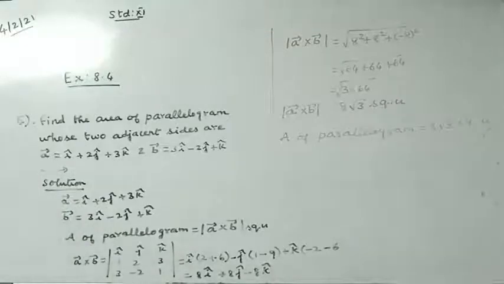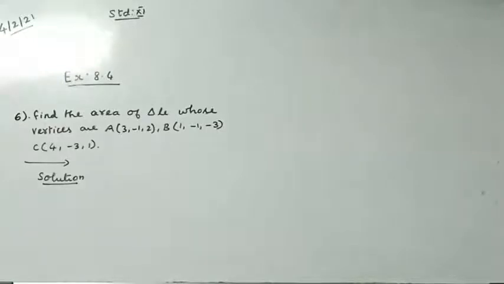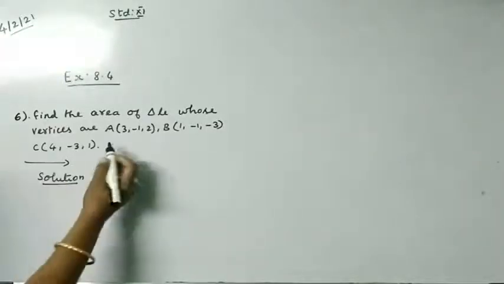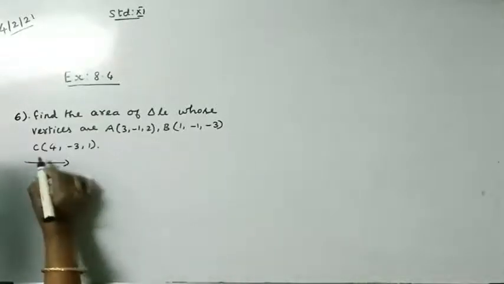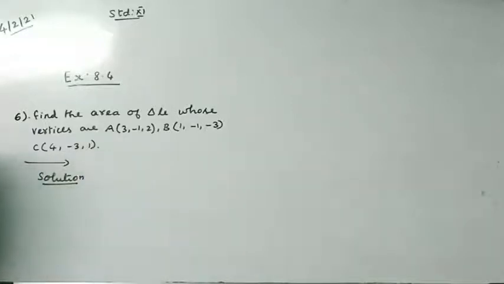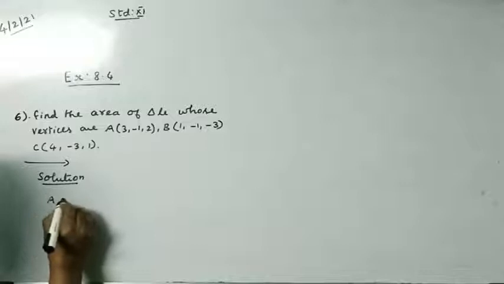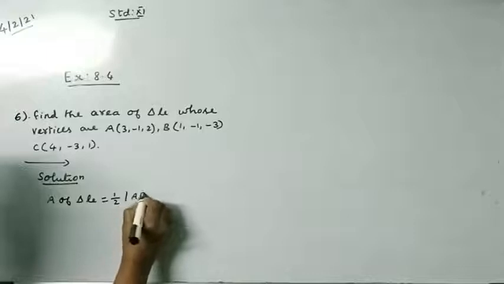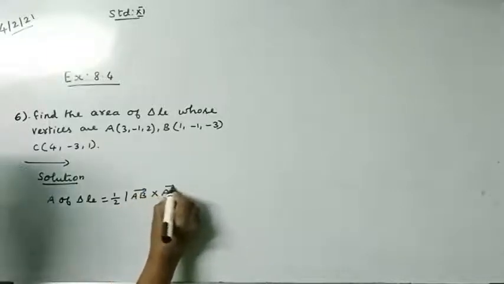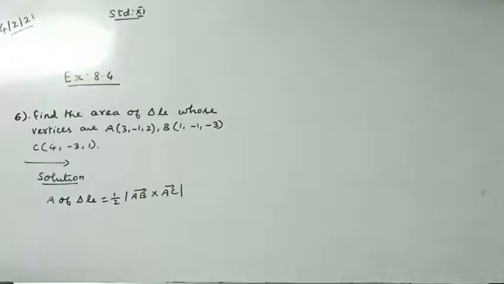Then question number 6. Find the area of triangle whose vertices are A of 3 comma minus 1 comma 2, B of 1 comma minus 1 comma minus 3, C of 4 comma minus 3 comma 1. Since these are the vertices of triangle, we want to find the sides of the triangle. Before that, I want to write the formula. Area of triangle is equal to 1 by 2 modulus of AB vector cross AC vector. So this is the formula. So I want to find AB vector and AC vector at first.